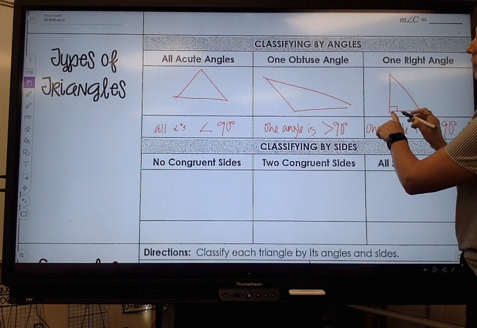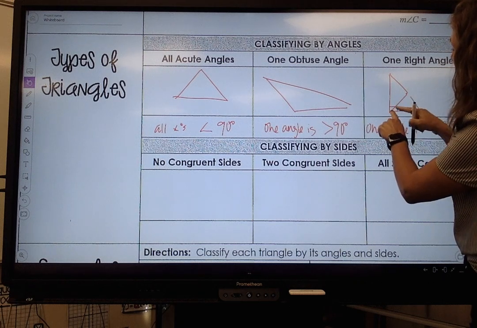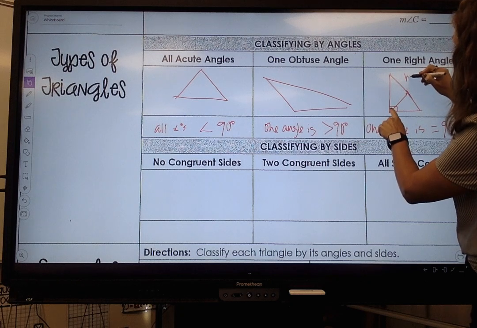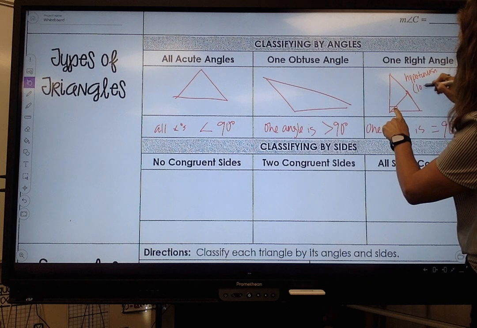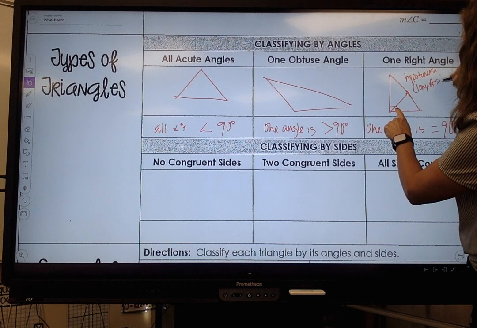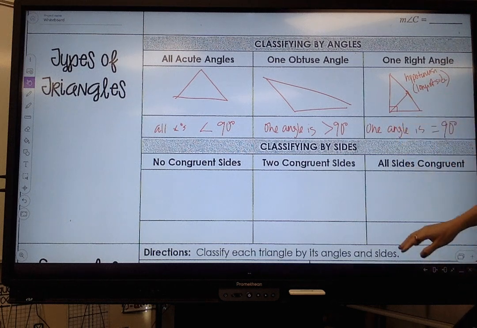Now, on this right triangle, this side opposite the angle is called your hypotenuse, and it is always the longest side. Okay, that's a hint for what's to come later, but that's a very special type of triangle.